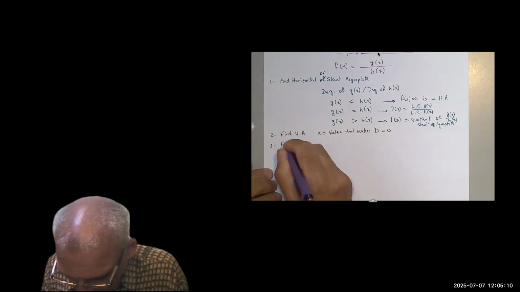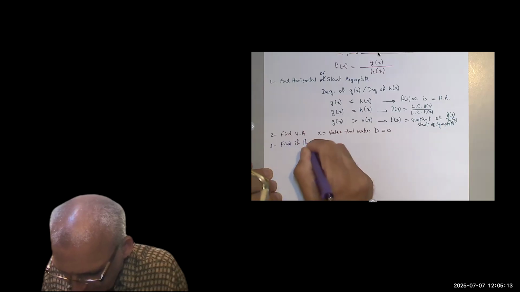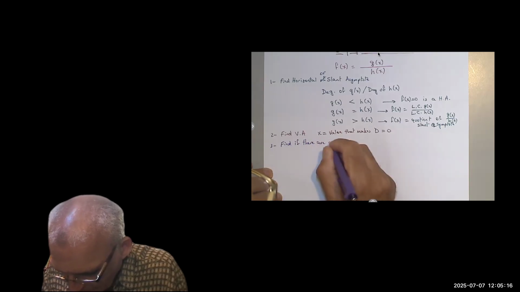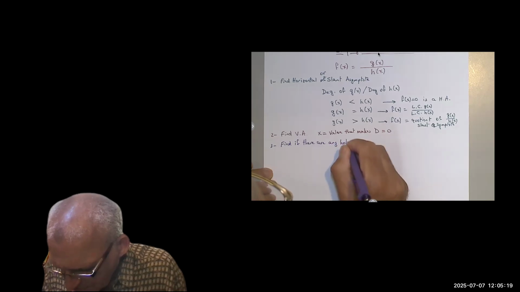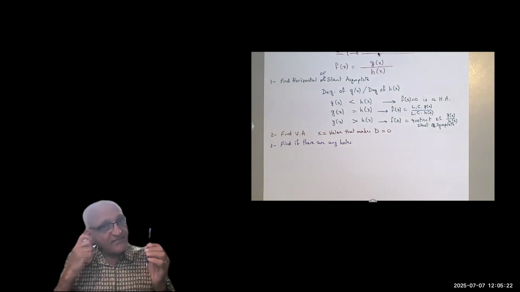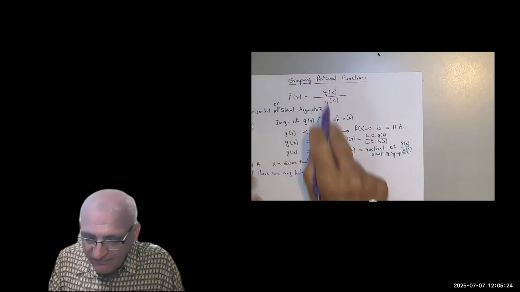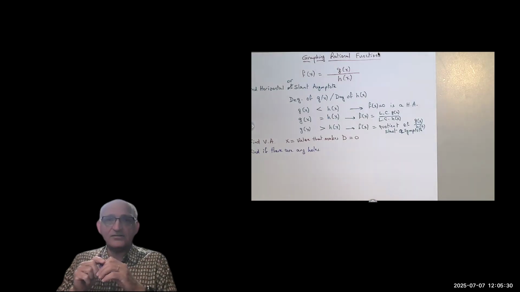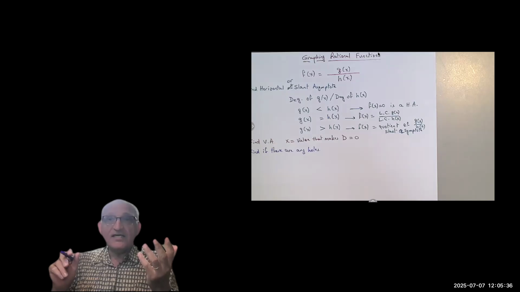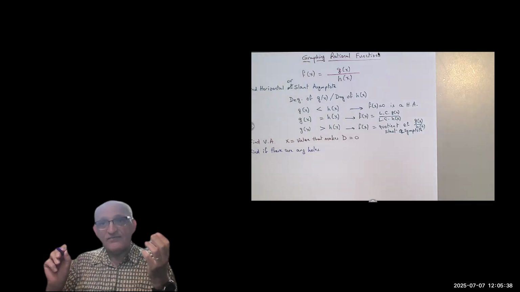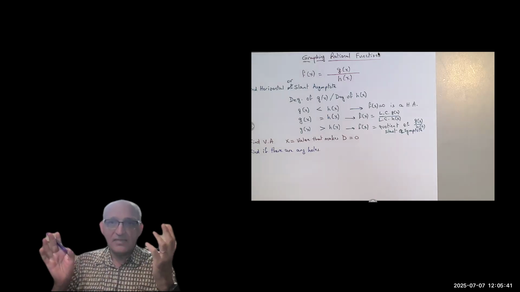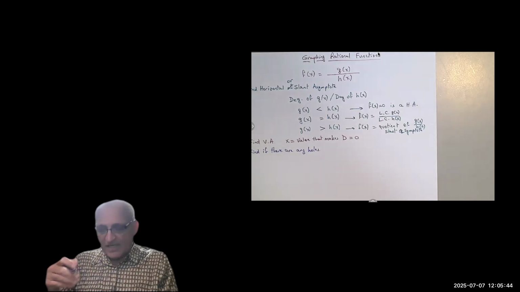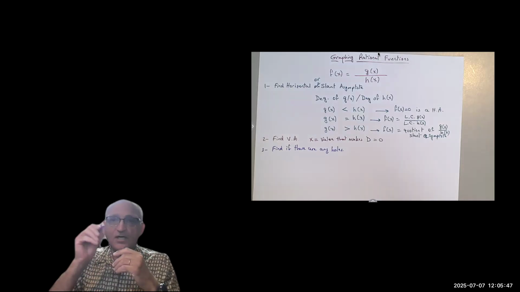Step number 3. Find if there are any holes. What's a hole? A hole in the graph is a value that when I factor both the numerator and the denominator, they get a common factor. So x equals -5, both top and bottom. It means that at x equals 5, you get 0 divided by 0, which is undefined. So that's why when x equals that value, there would be a hole in the graph.